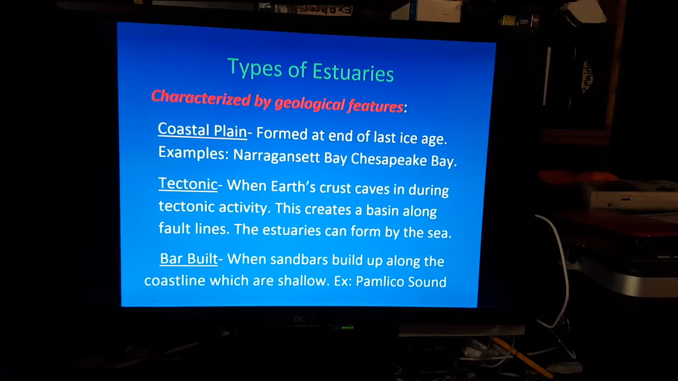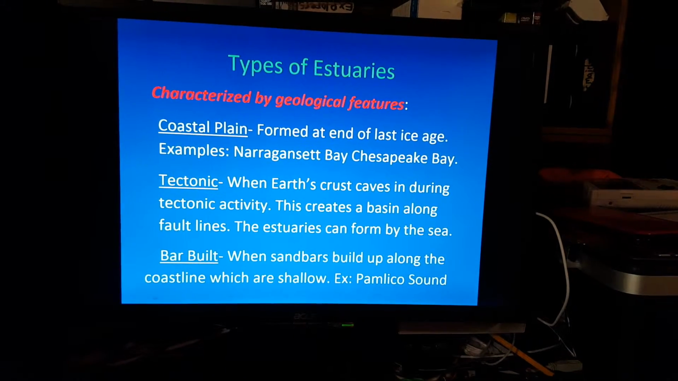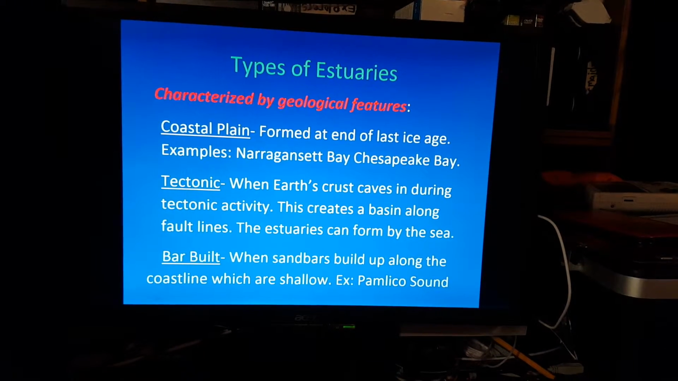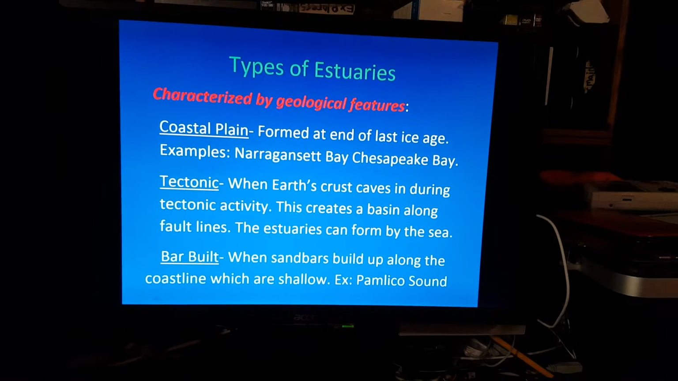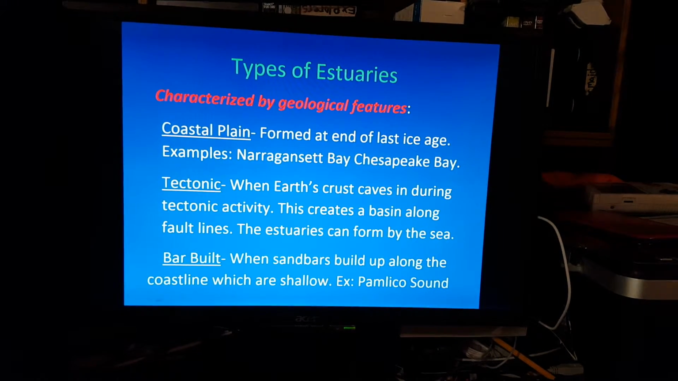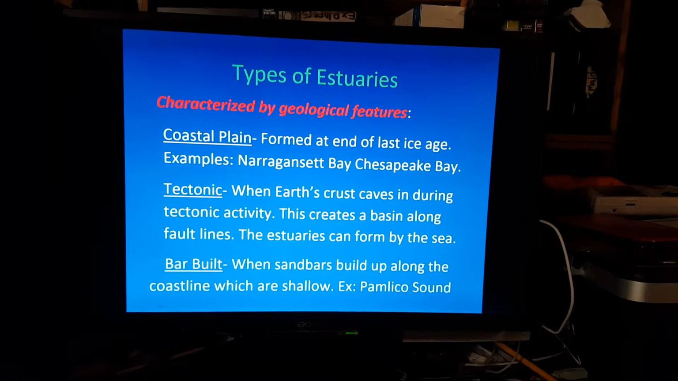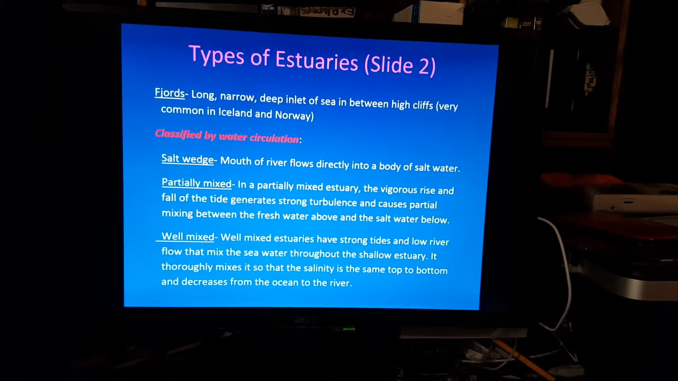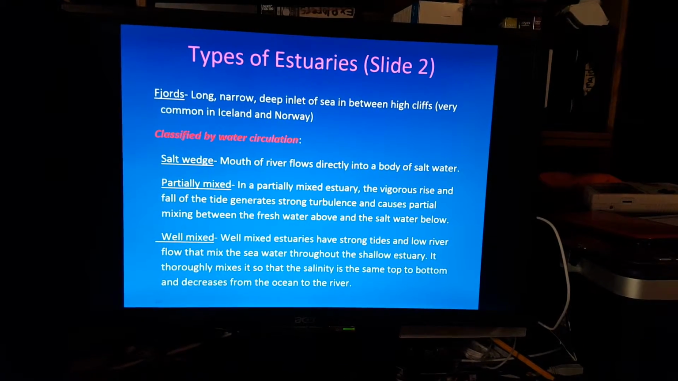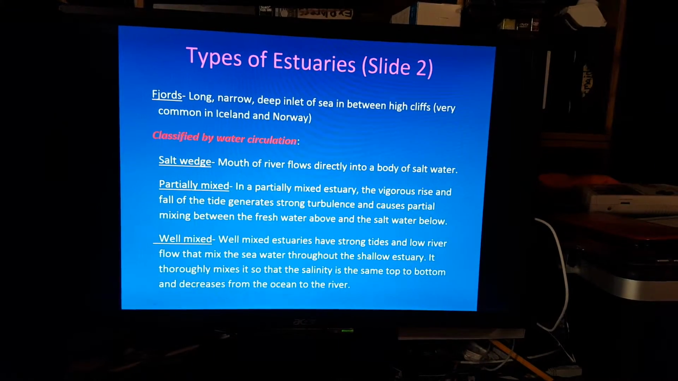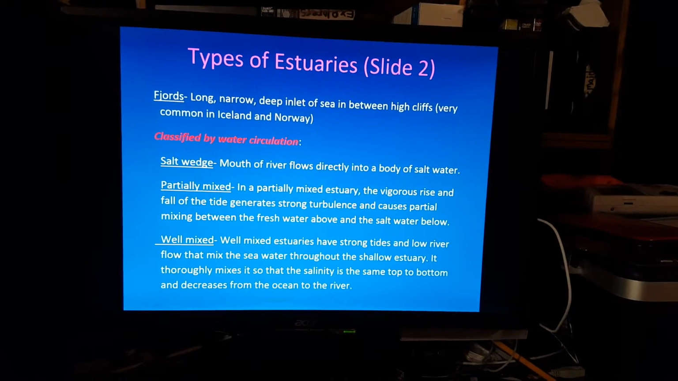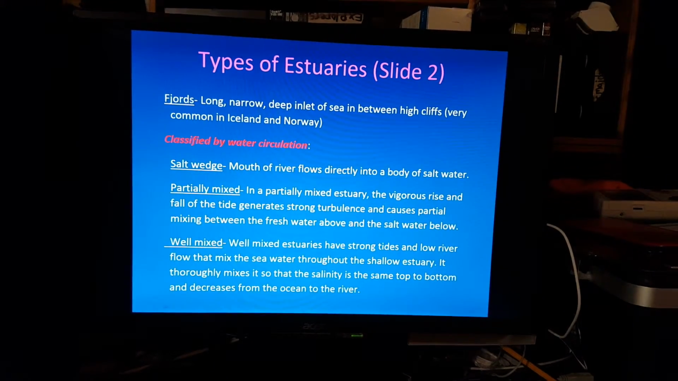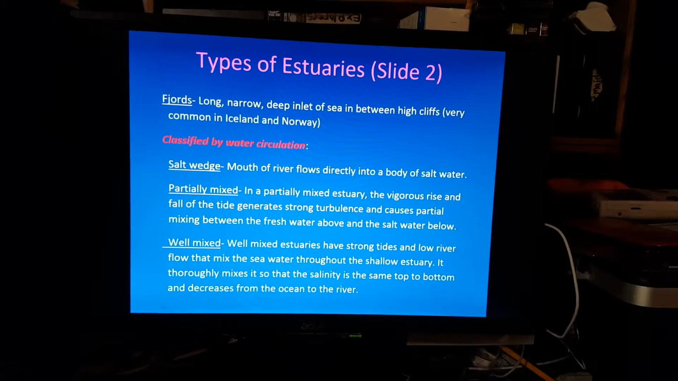Now, bar-built estuaries are when sandbars build up along the coastline, which are really shallow. An example is Pamlico Sound, which is located in North Carolina. It is the largest lagoon along the North American East Coast, and it extends over 129 kilometers. Now, the last geological feature we have is the fjords, which are long, narrow, deep inlets of sea in between high cliffs, and they're very common in Iceland and Norway. The easiest way to understand what a fjord is, is to imagine two big mountains surrounding one river, and eventually it leads out into the ocean like any normal estuary does.